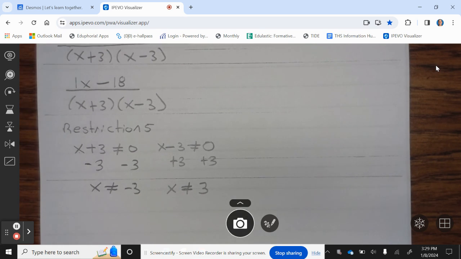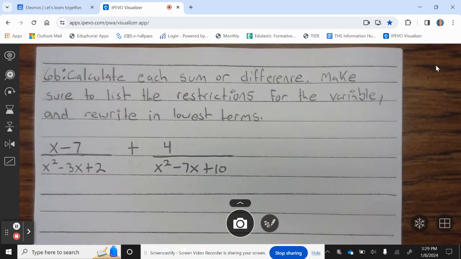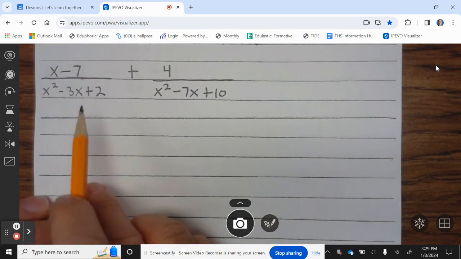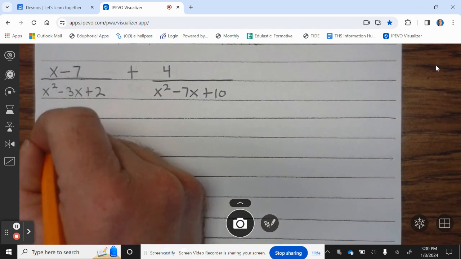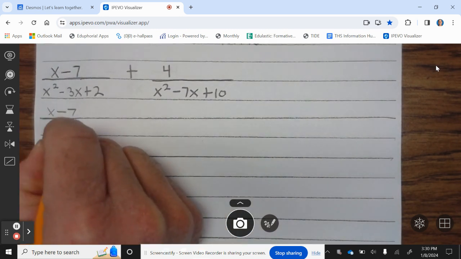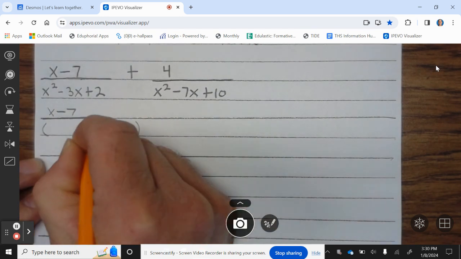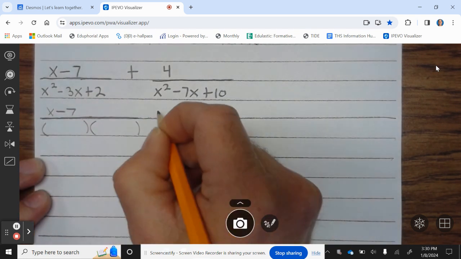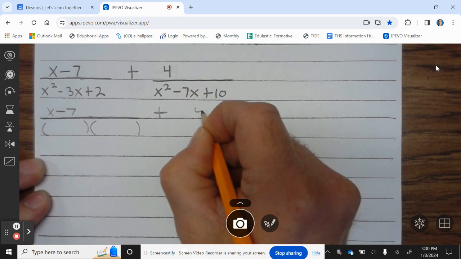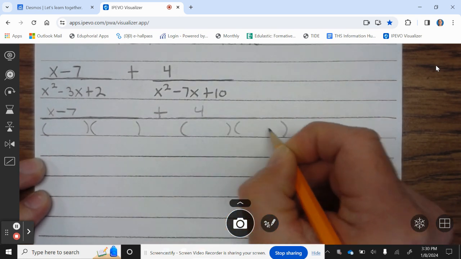Let's take a look at the next page. 6b. Calculate sum or difference. Make sure to list the restrictions for the variable and rewrite in lowest terms. Okay, so we need to factor the denominators first. So we have x minus 7 divided by parentheses, parentheses, plus 4 divided by parentheses, parentheses.